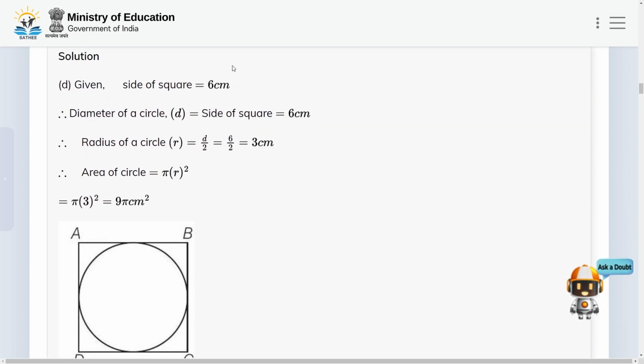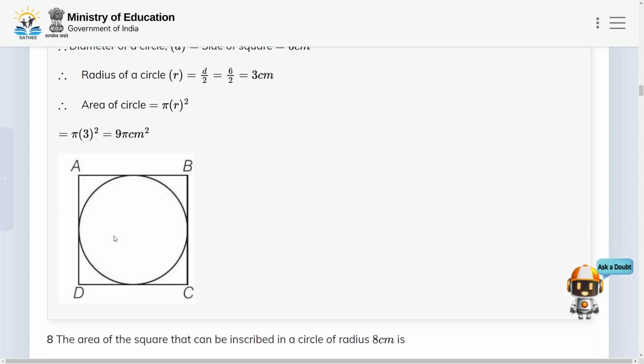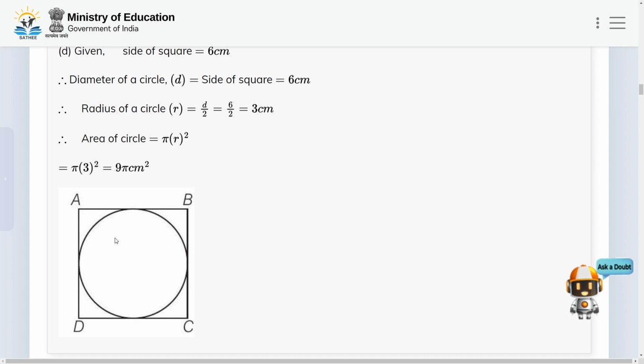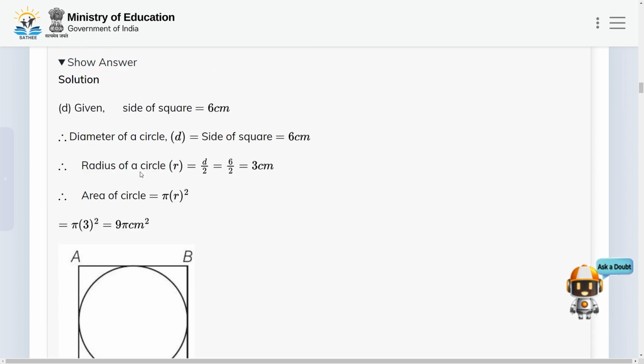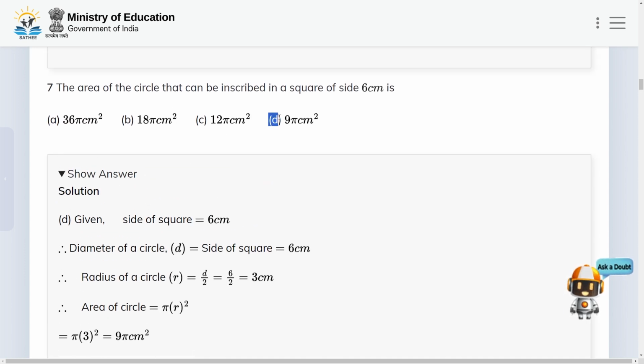Given that the side of the square is 6 centimeters, the diameter of the circle d is equal to the side of the square, that is 6 centimeters. You can draw this figure. From the figure it can be observed that the diameter of the circle d is equal to the side of the square, that is 6 centimeters. Therefore the radius of the circle is diameter by 2, that is 6 by 2, equal to 3 centimeters. Therefore the area of the circle is pi r square, that is pi times 3 square, that is 9 pi centimeter square. So the correct answer is option D.